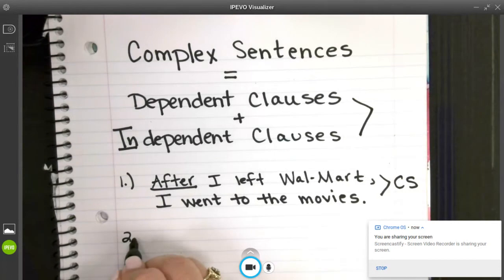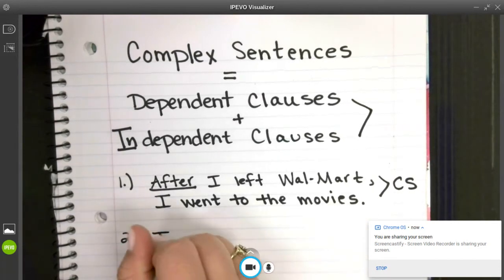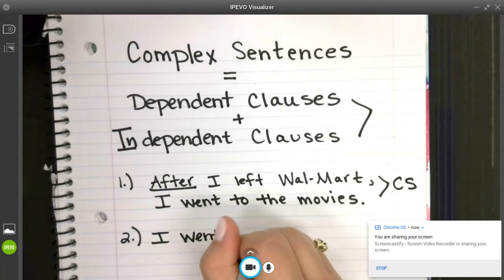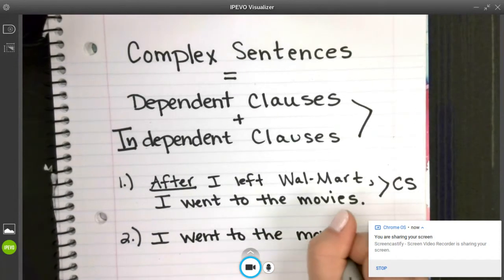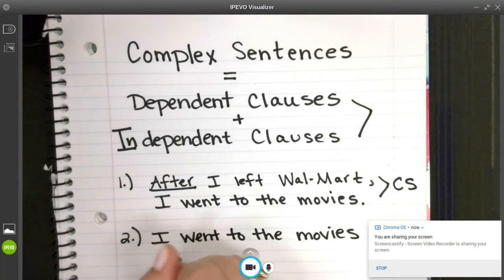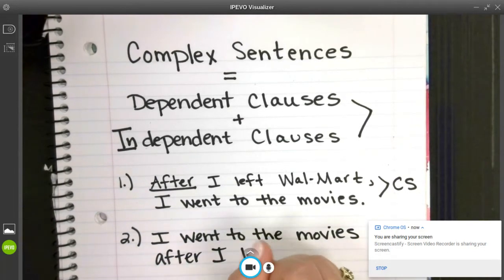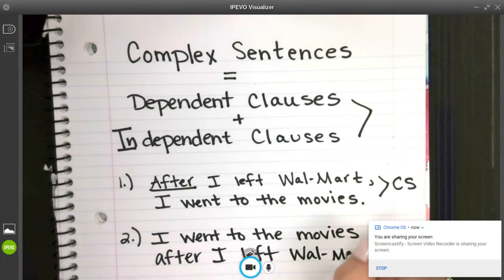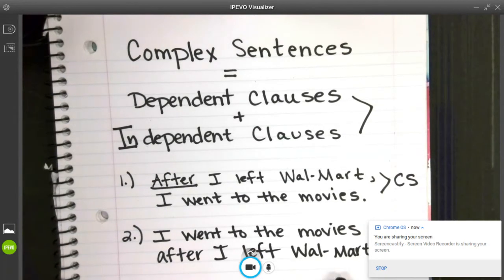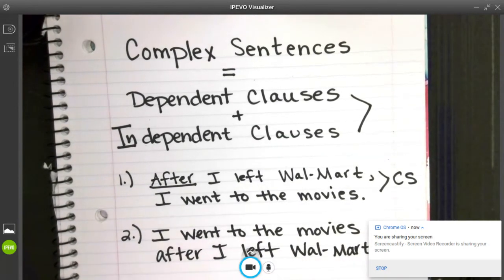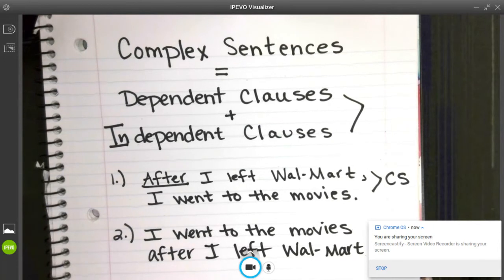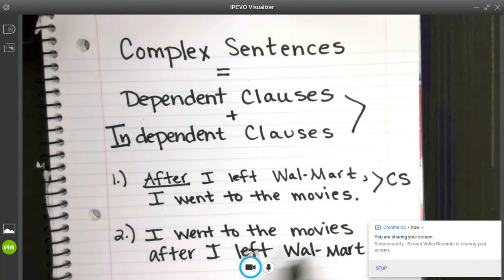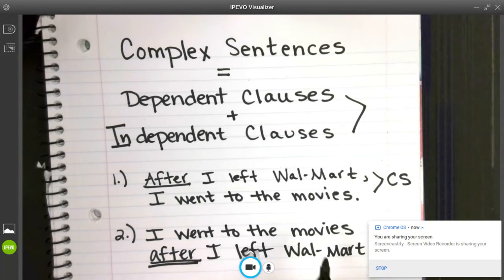Now, we could also change this up and I could start with my independent clause. I went to the movies, or when? After I left Walmart, right? Now, where does the comma go there? Well, there's no need for a comma because I started with my independent clause, right? So when we start with our independent clause and our AAAWWUBBIS is in the middle here, I don't need a comma because it just finishes out that story. It runs a little bit more smoothly, right?